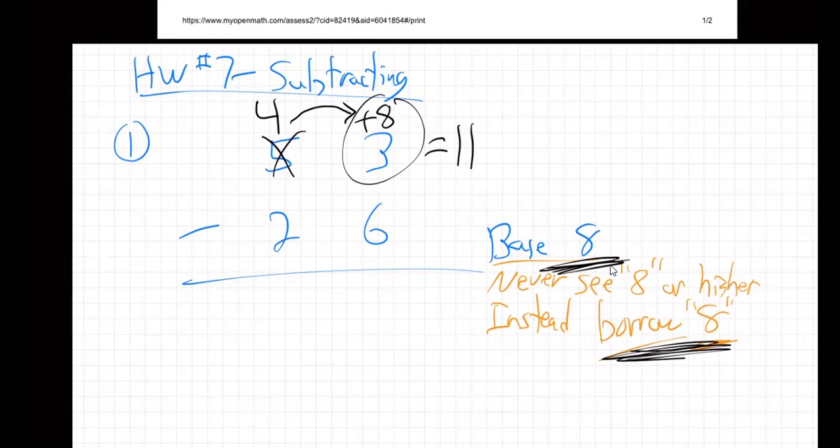So we borrowed 8. So now 11 minus 6 is 5. 4, now we can subtract. 4 minus 2 is 2, done. So there's the answer, it's 25 in base 8. Does that make sense? That's borrowing in base 8.